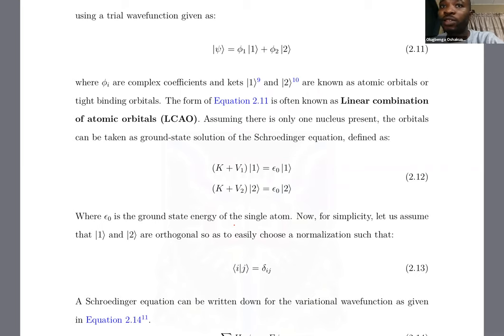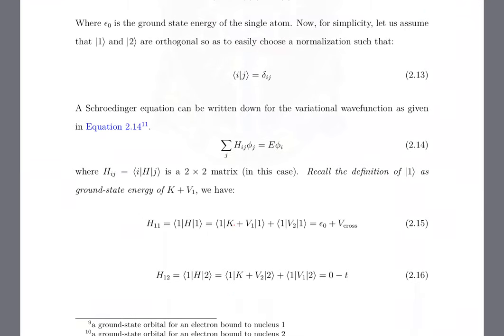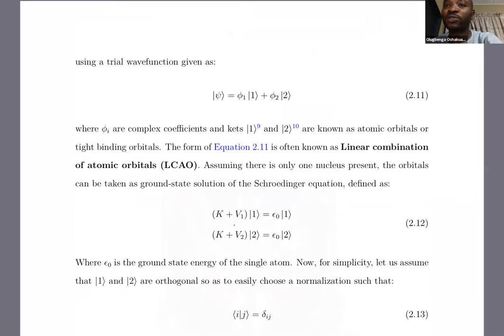I just mentioned that phi 1 and phi 2 are complex coefficients. Ket 1 refers to the ground state orbital for an electron bound to nucleus 1. So this refers to the ground state energy of an electron bound to nucleus 1, while the other term refers to the ground state energy of an electron bound to nucleus 2.